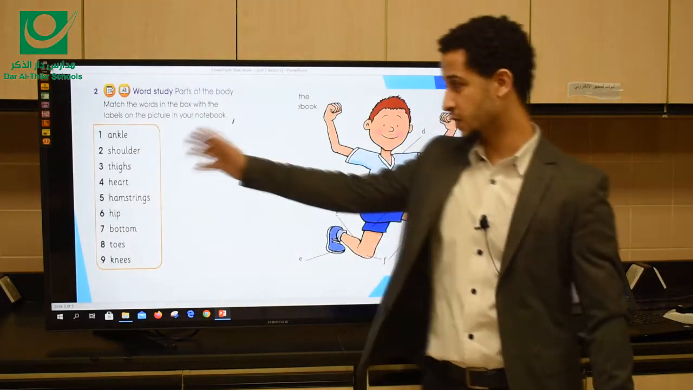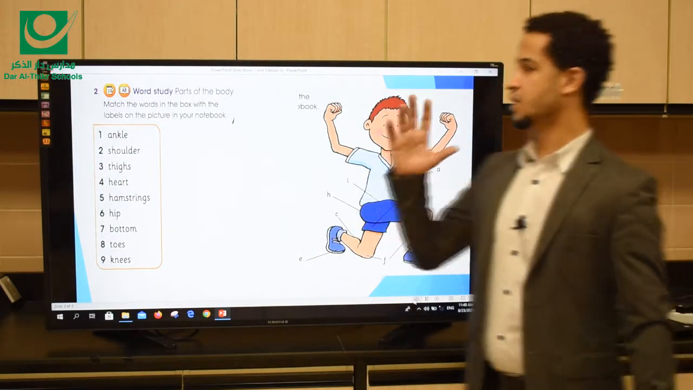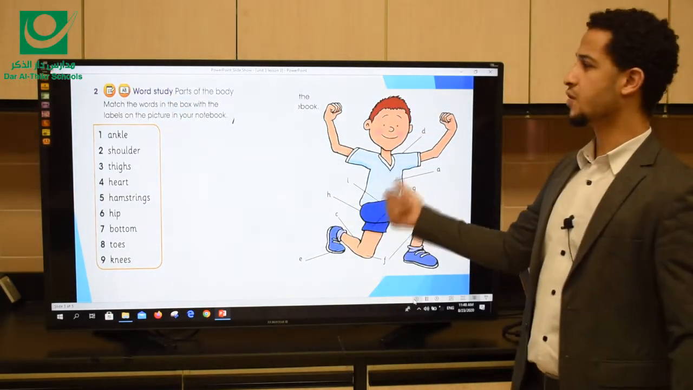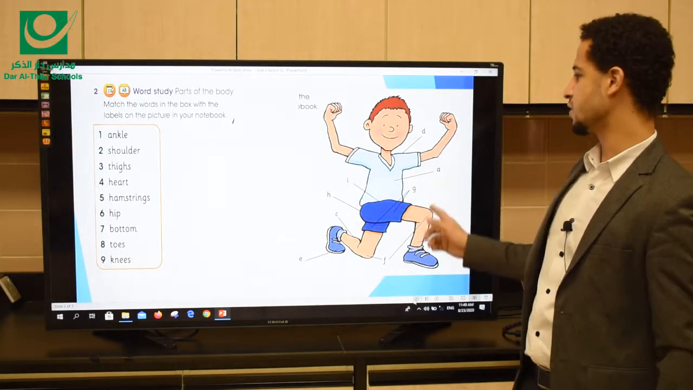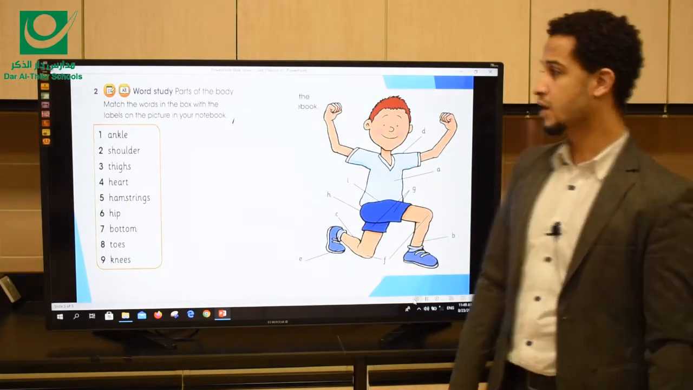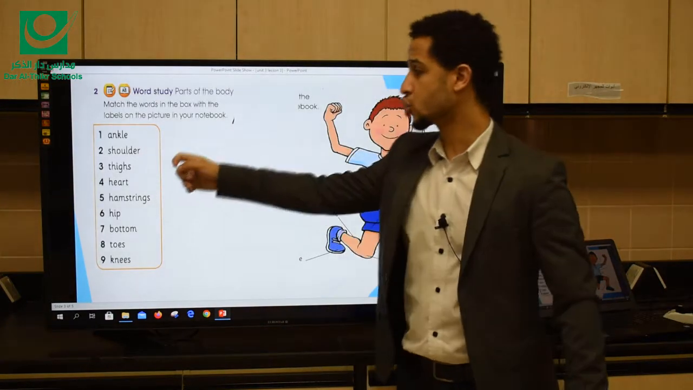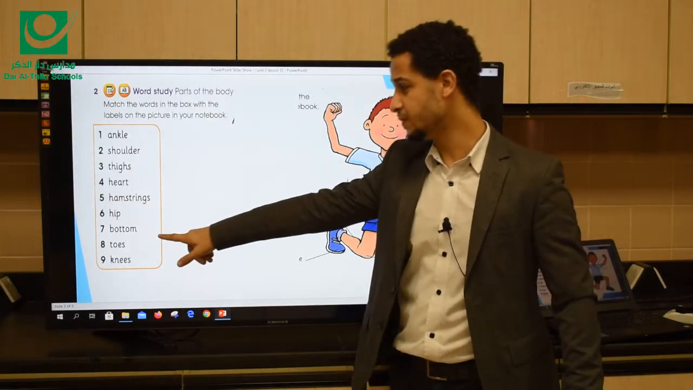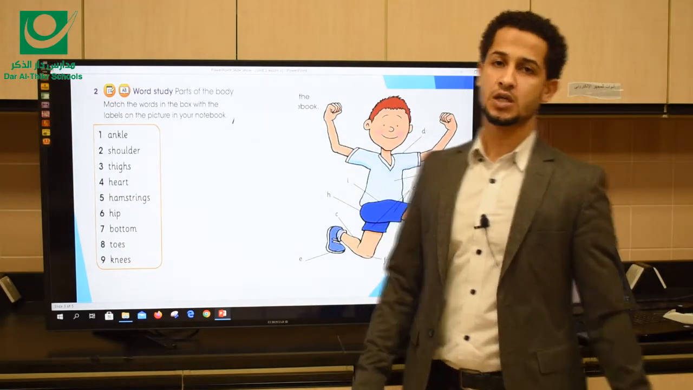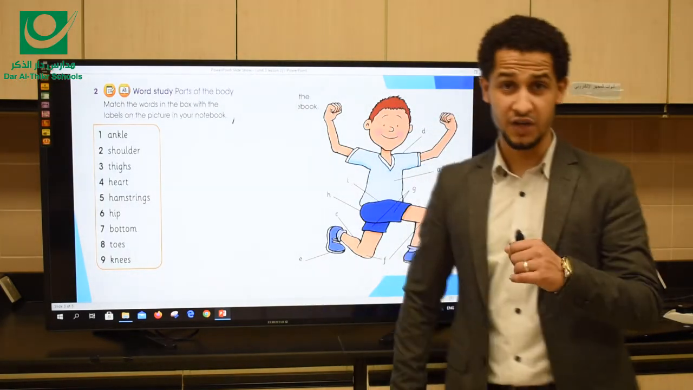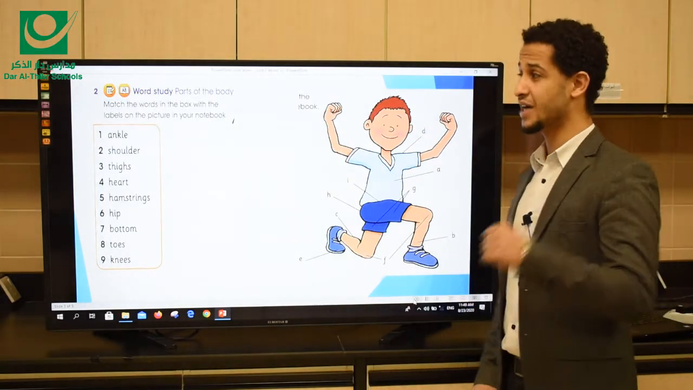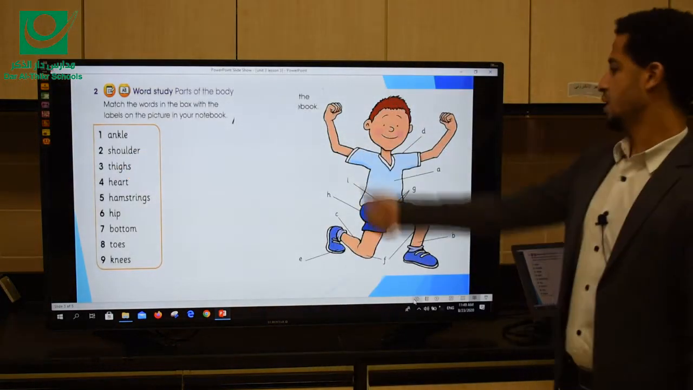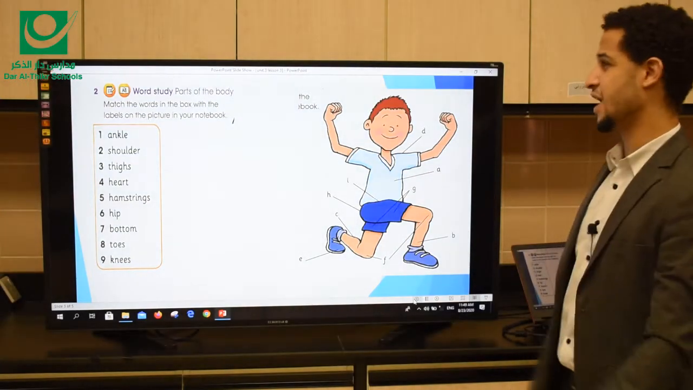Okay, teacher, what's this? We have some parts of the body and we have this diagram. And you have to do what? Match the words in the box here with the labels on the picture in your notebook. We have labels A, B, C, D, E, till I. And we have parts of the body: ankle, shoulder, thighs, heart, hamstrings, hip, bottom, toes and knees. You will pause the video, write down the answers in your copybook, write the number of the part of the body and the letter on the diagram, and then come back to check the answers.